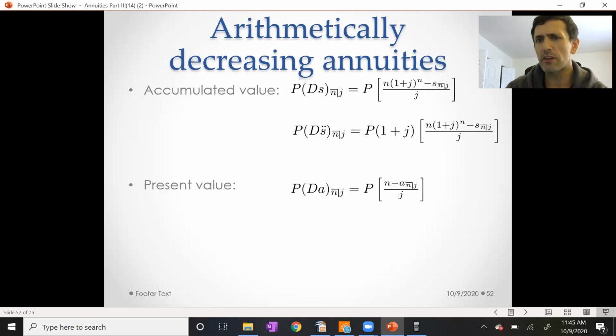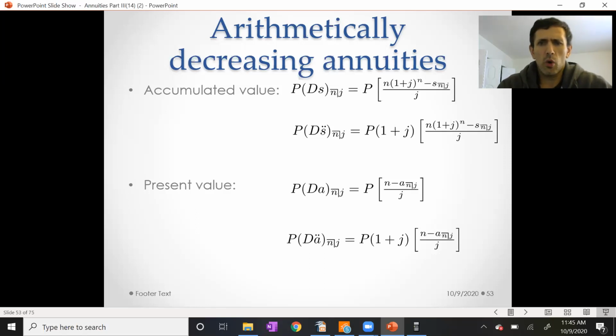Right, and for the present value, multiply everything by nu to the n, the same thing as (1 plus j) to the minus n, and we get that the present value of a decreasing annuity immediate is P times (n minus a_n at j) over j. And again, for the annuity due, just multiply by 1 plus j. You're basically discounting everything by one less period, which is the same thing as multiplying by 1 plus j. And you have the formula for the present value of a decreasing annuity due.